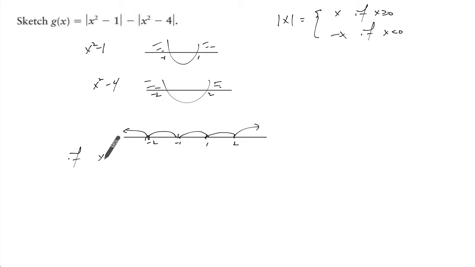So if x is less than -2, this is negative and this is negative. So g of x will equal, when x is less than -2, you can see both of them are positive. So I can remove the absolute value as it is. So this cancels out, we get +3.